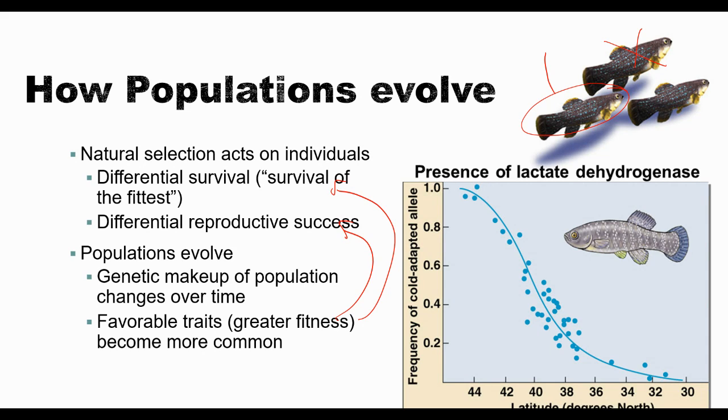So here we can see the frequency of a cold adapted allele, and the frequency of that allele increases when we have latitude increasing. So as we get further north, we get colder, and so we have more of that allele. And that's because fish that don't have that cold adapted allele, they can't survive in the more northern climates.